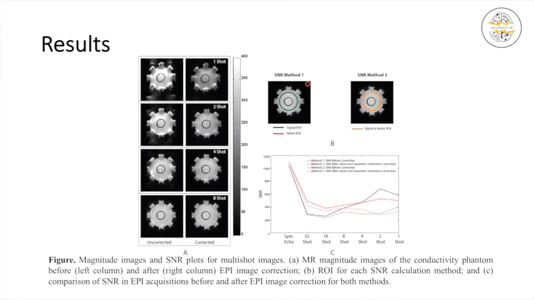images. Part B shows the two alternative methods that were used for calculating SNR from magnitude images. Part C shows how SNR estimates varied as a function of shot number and how SNR changed after correction. In all cases and with both methods, SNR improved after correction. At best, SNR was just over half the spin echo values, and that was found in corrected two-shot images.